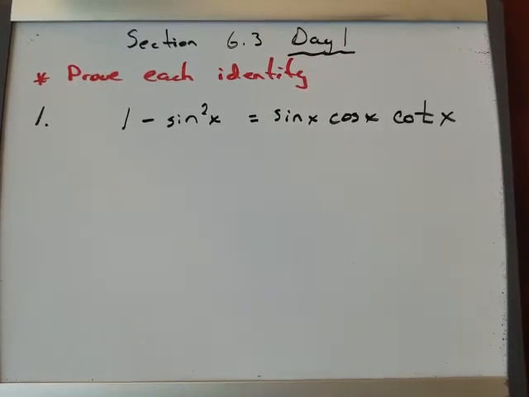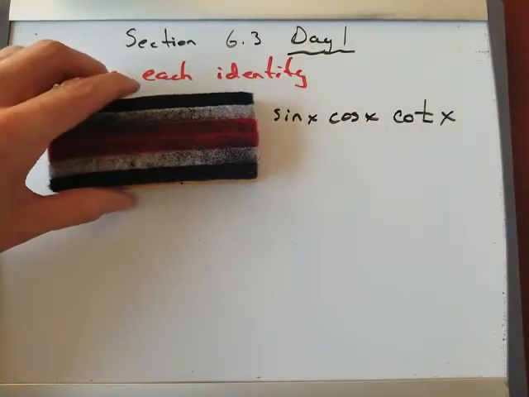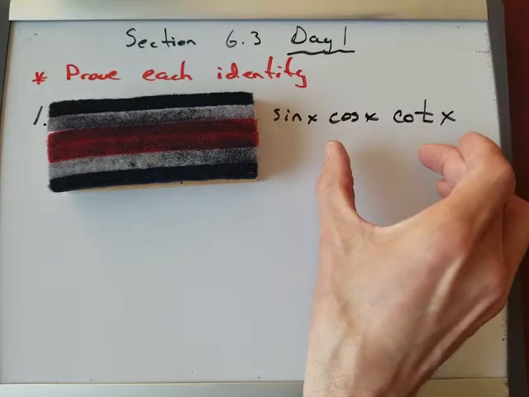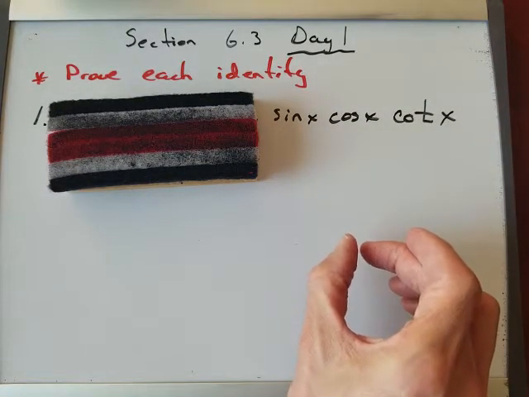Section 6.3, day 1. We're going to move to something brand new. It's called proving identities, but it's not going to feel brand new. If you remember back to section 6.1, where we were simplifying identities, what we were doing is taking an expression like this and just saying, what does it simplify to? Take it down as small as you possibly can.